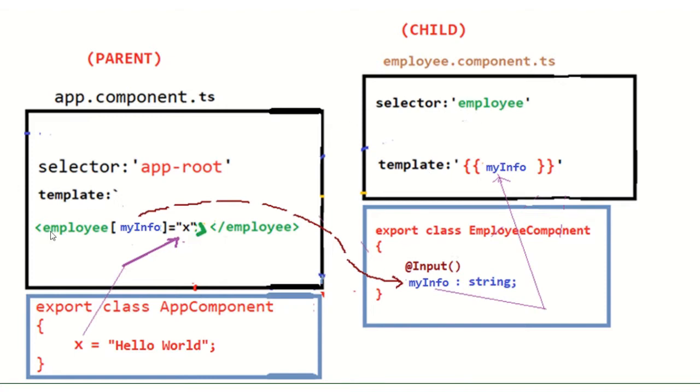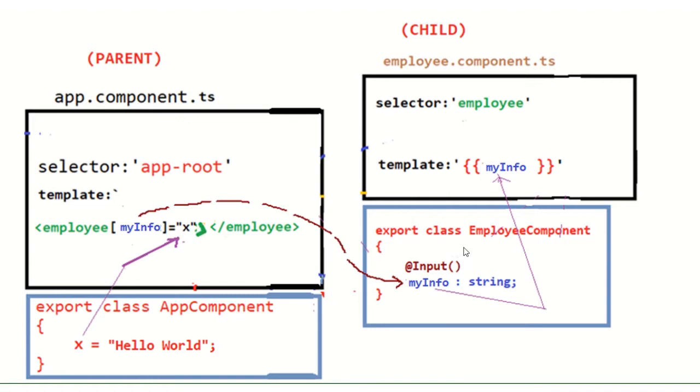This is a selector, and this is an element in the parent, and we are passing myInfo as an attribute. We are using square brackets for this attribute, and our value is x. We are setting the value here. Then we are using an Input attribute in the child, where this value myInfo is declared as a variable in the child component, and then we use it in the template of the child component. So this is compulsory.